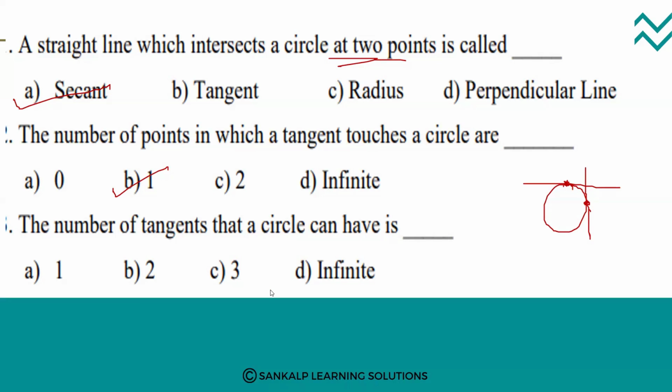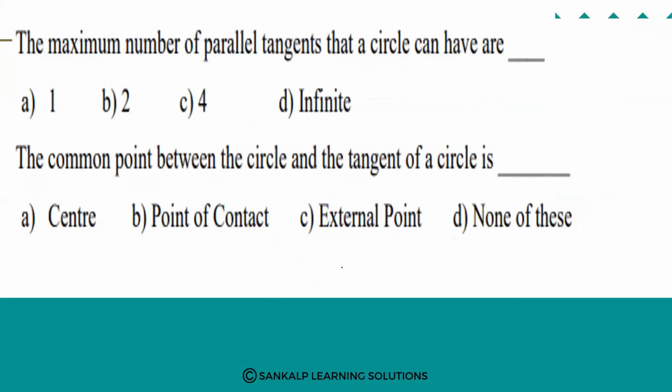Next question is the number of tangents that a circle can have. Yes, how many tangents can a circle have? Circles can have an infinite number of tangents. Yes, you can draw any number of tangents to the circle. Okay, so an infinite number of tangents it has. The maximum number of parallel tangents that a circle can have. Maximum number of parallel tangents. Okay. The options are 1, 2, 4 and infinite. This is also infinite.